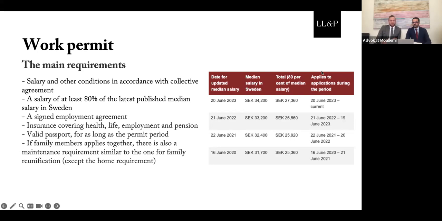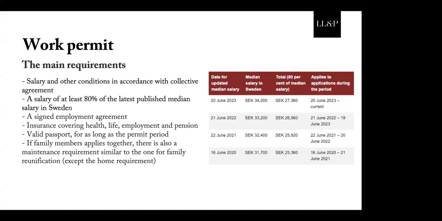As I told you, your employer needs to show that they will have insurance covering you as an employee, which is health insurance, life insurance, employment insurance, and pension insurance. It can also be called occupational damage insurance, depending on the insurance company. So it's really important to have the right insurances.